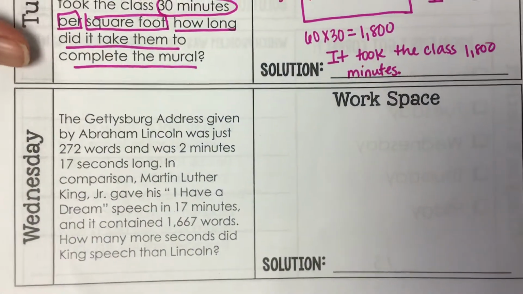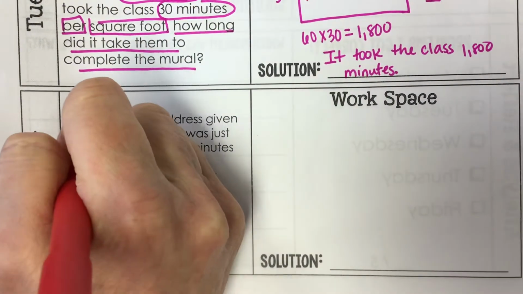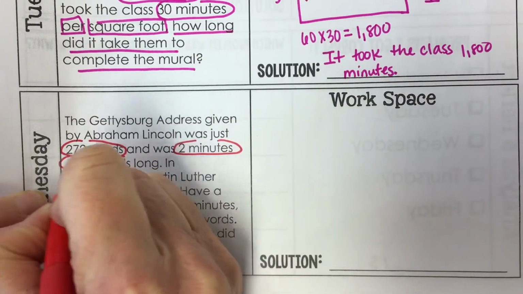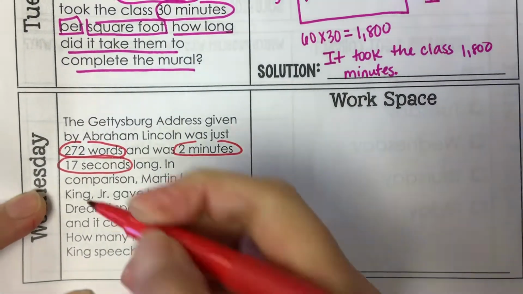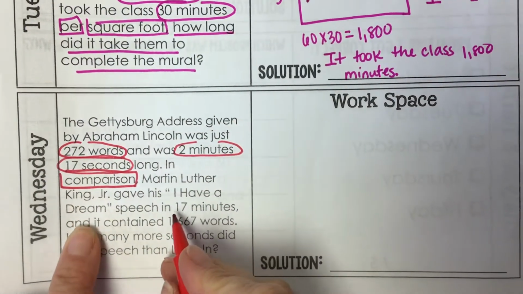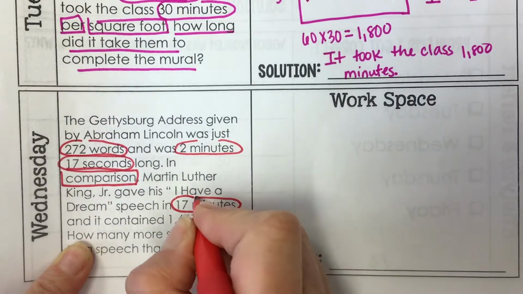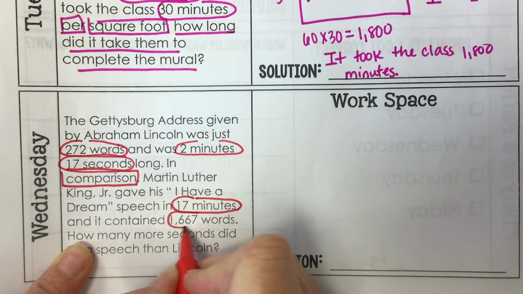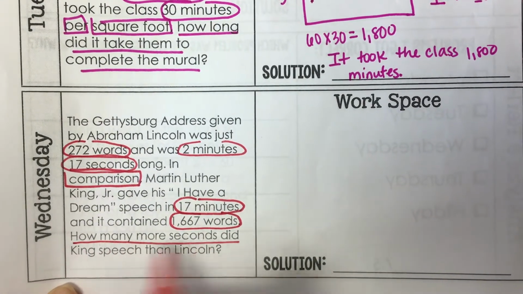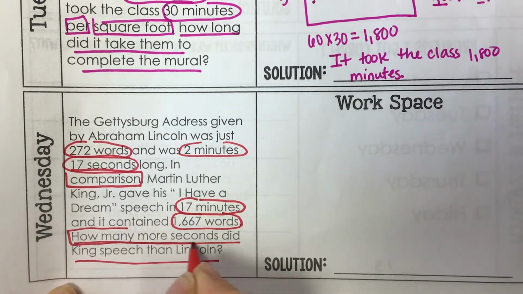Okay, the Gettysburg Address given by Abraham Lincoln was just 272 words and was 2 minutes, 17 seconds long. In comparison, Martin Luther King Jr. gave his I Have a Dream speech in 17 minutes, and it contained 1,667 words. How many more seconds did King's speech last than Lincoln's?